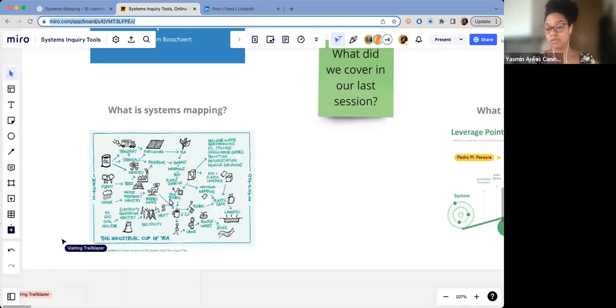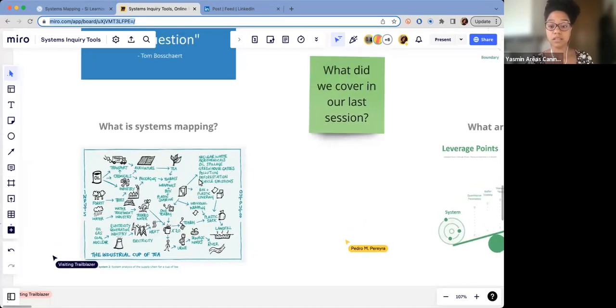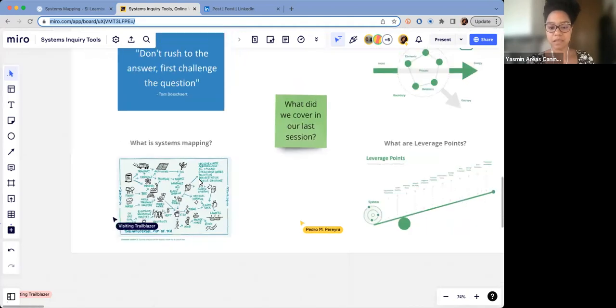Sometimes we can't really see, but there are a lot of connections and energies going on here, and mapping allows us to really visualize and create, let's say, words for some things that sometimes we can't describe. So it's one of the main ideas behind the use of mapping a system.